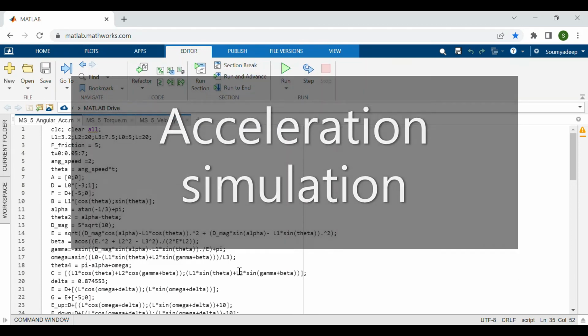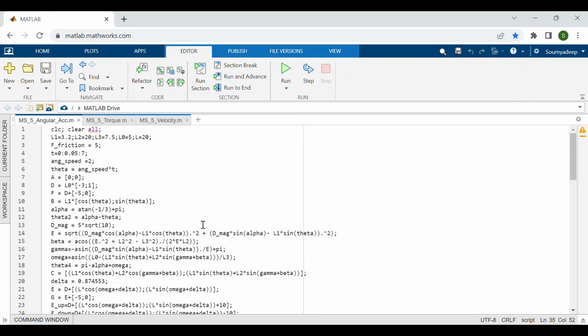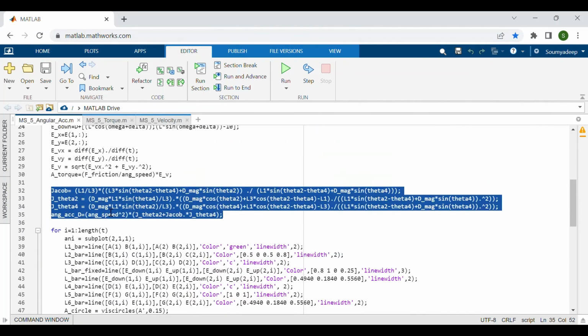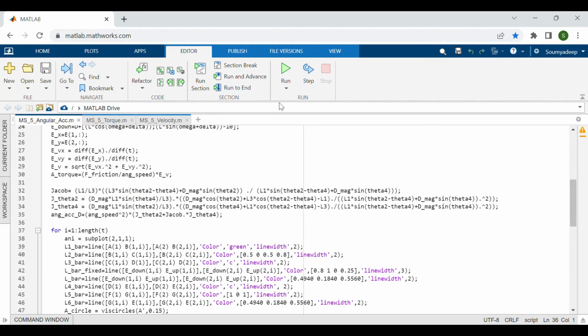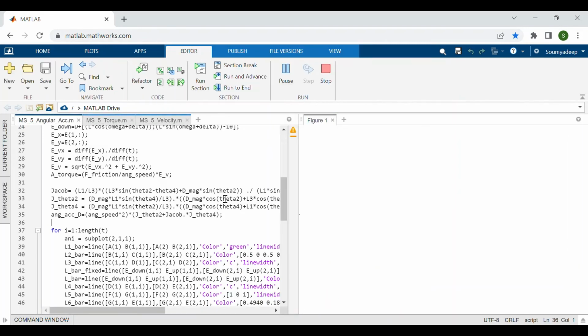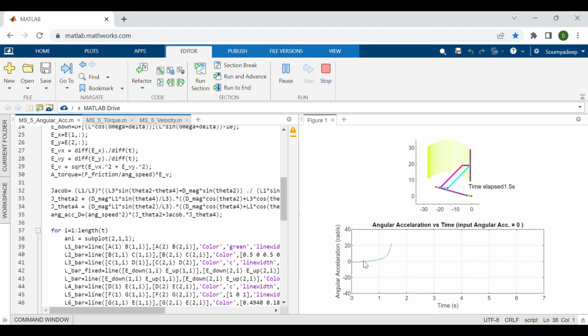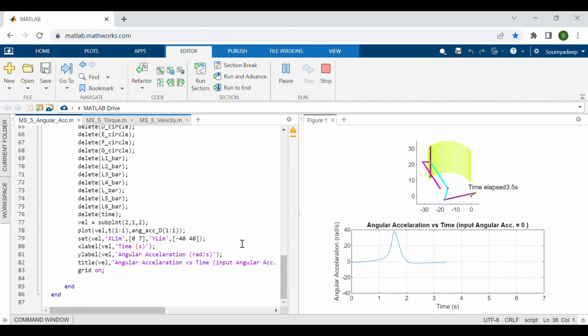Now let's see the acceleration simulation of the wiper mechanism. The highlighted portion of the code is the main part of the acceleration simulation. Here, J theta 2 is the partial differentiation of J with respect to theta 2, and similarly, J theta 4 is the partial differentiation of J with respect to theta 4, where J is the Jacobian obtained from the velocity analysis. Now we can run the code. Here we can see the shaded portion, and we can also observe the acceleration versus time graph.